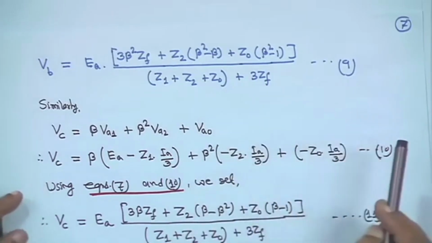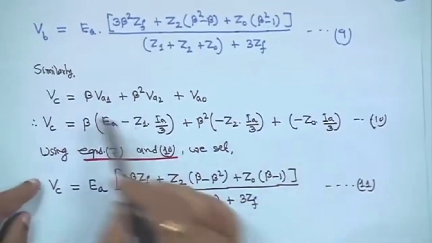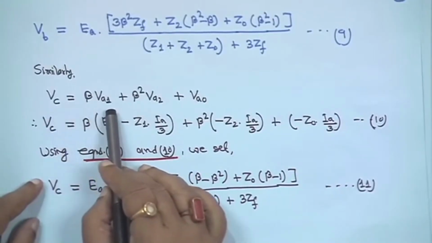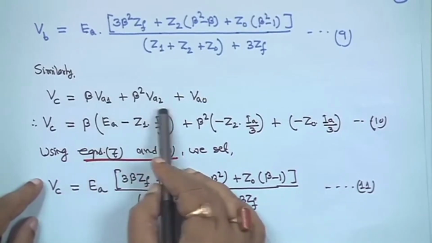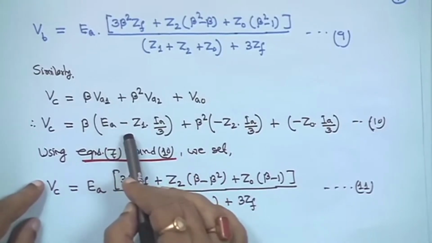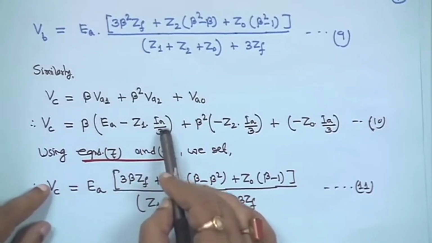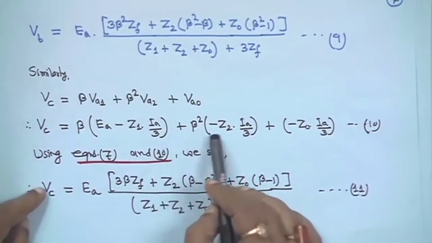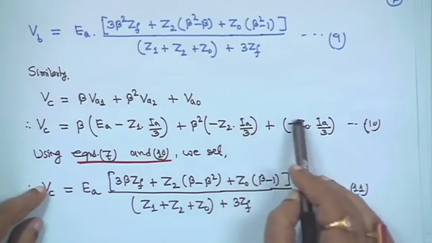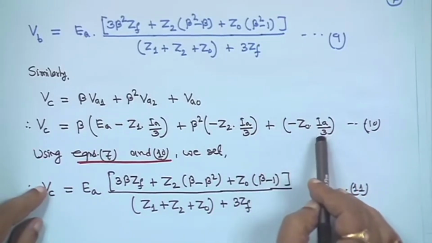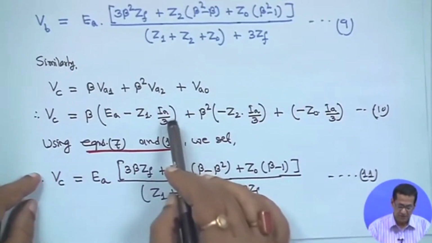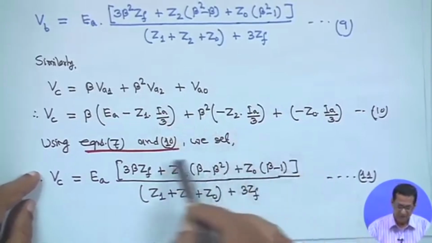This is equation 9. Similarly, if you do in similar fashion for phase voltage VC, then VC will be beta VA1 plus beta square VA2 plus VA0. Then again same as before, substitute VA1 is equal to EA minus Z1 into IA by 3, because IA1 is equal to IA by 3. Similarly, plus beta square minus Z2 into IA2, IA2 is equal to IA by 3, plus in bracket minus Z0 into IA by 3, IA0 is equal to IA by 3.